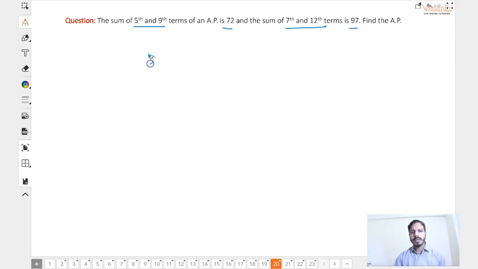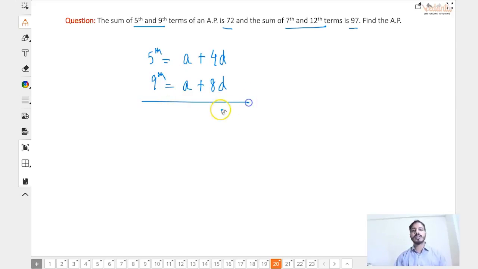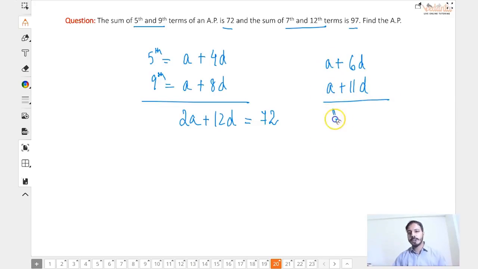So what is the 5th term, guys? The 5th term is nothing but a plus (5 minus 1), that is 4d. And what is the 9th term? The 9th term will be a plus 8d. Now the sum of these will be 2a plus 12d, and this is said to be equal to 72. Similarly, the 7th term is a plus 6d, and the 12th term is a plus 11d. So if I add them, I get 2a plus 17d, and that is equal to 97.